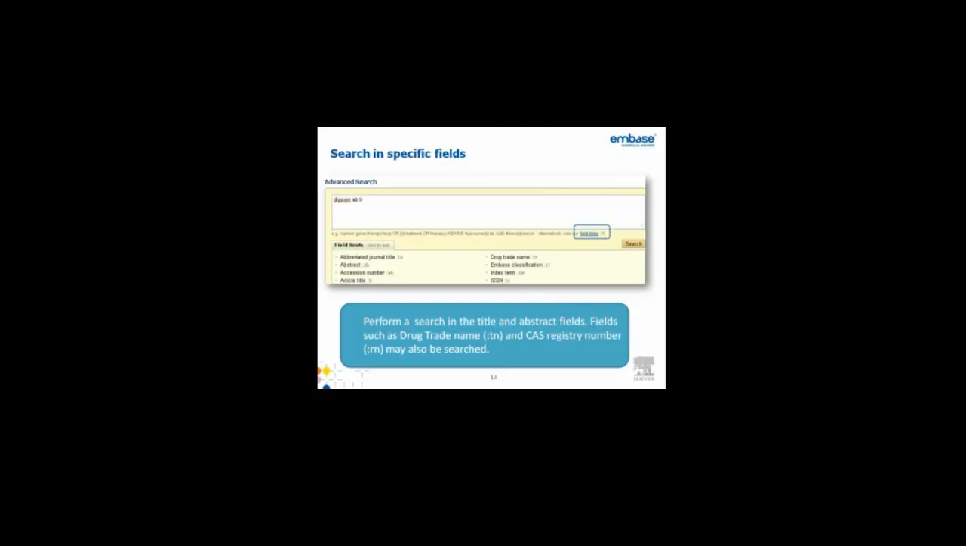So rather than looking for a number in every field in Embase, or indeed a trade name, if you're interested in tracking a specific trade name important to you, then again, rather than looking in all fields, you can specify fields where our indexers have placed that information.